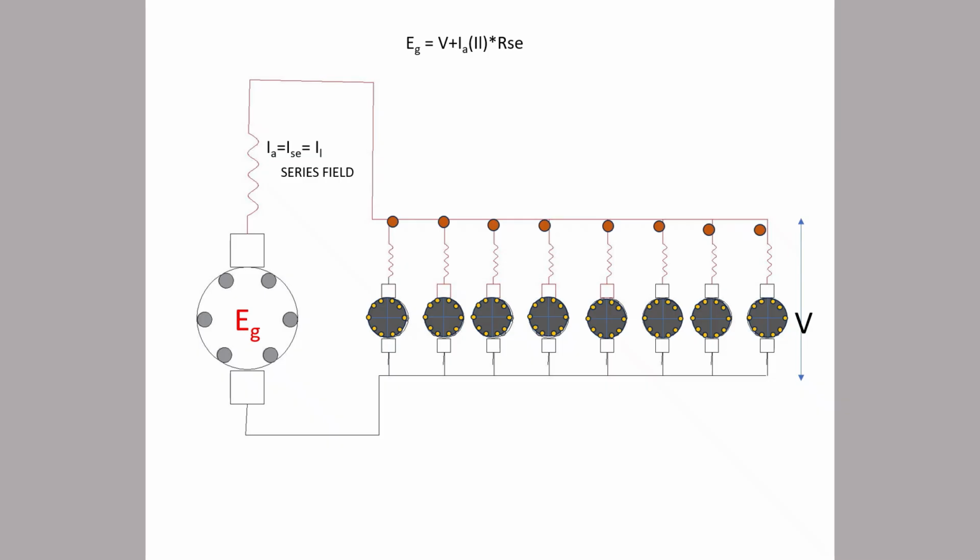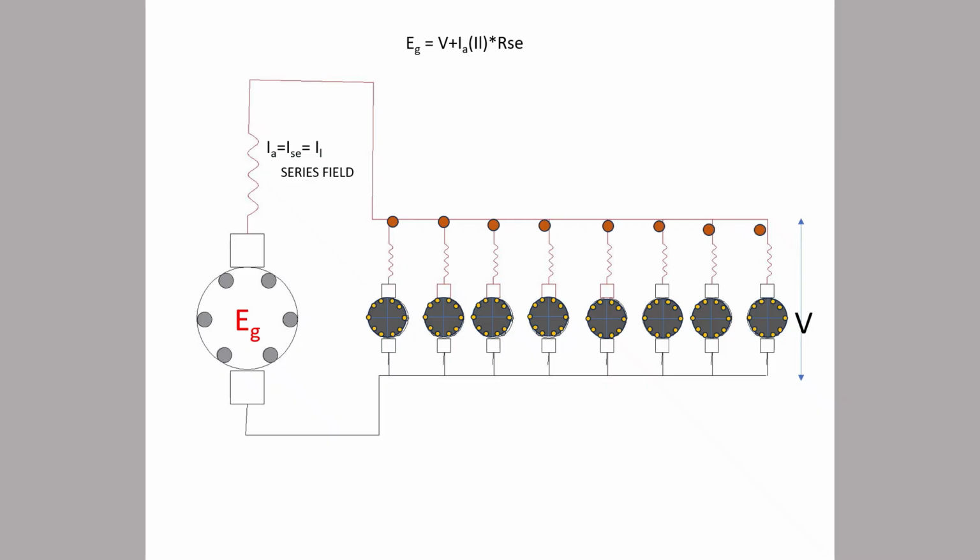Brush drop will be added. So this is the system. This is the DC series generator, and from that we are taking power and giving it to the motor, and the motor is rotating. Why is the motor rotating? Because if you have a magnetic field and you pass current through the armature conductor, a torque will be produced and it will rotate the motor.